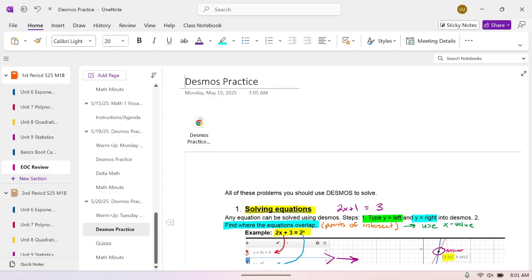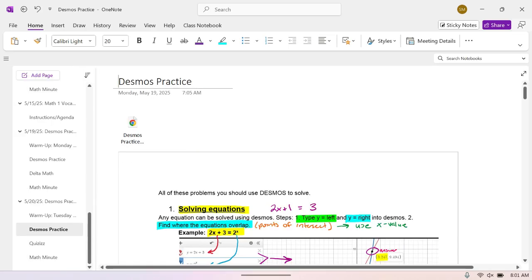So if we're solving an equation using Desmos, what am I looking for? The points of intersection. So we're looking for the points of intersection. What part of the points of intersection do I use though? The x values. All right, you need to know this. This will save your life on the EOC. Trust me.